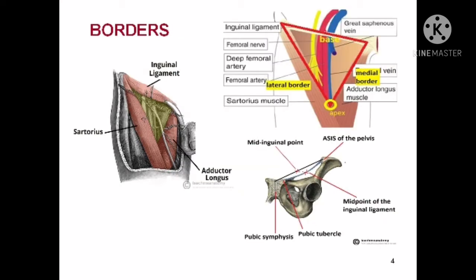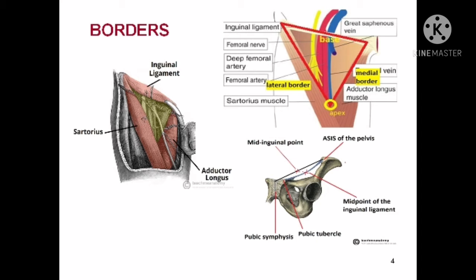The borders of the femoral triangle. In the lower small diagram, you can see a bone which shows the ASIS, the anterior superior iliac spine of the pelvic bone, and the pubic tubercle and the pubic symphysis. A ligament is stretched between these two parts, called the inguinal ligament, and it forms the superior border of the femoral triangle. The lateral border is formed by the sartorius muscle, and the medial border is formed by the adductor longus muscle.